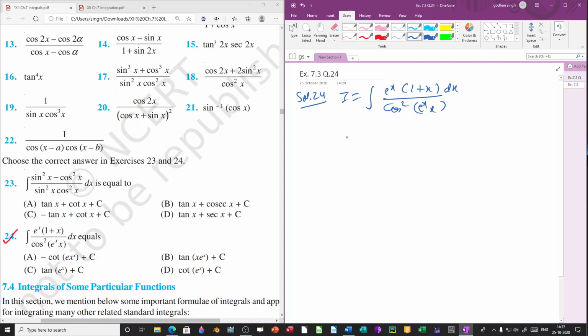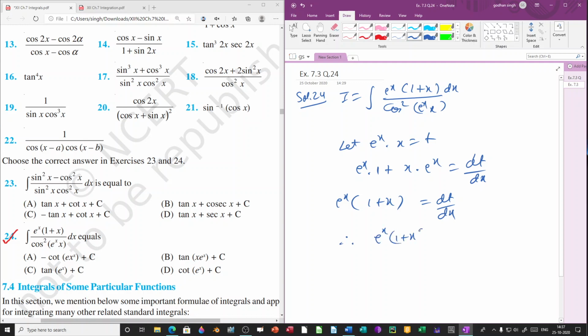So let us see, let e raised to x into x equal to t. Differentiating both sides with respect to x, we will be getting here, using the f into g rule, e raised to x into 1 plus x into the difference of e raised to x, e raised to x, equal to dt by dx. From both we can take out e raised to x common, we will be getting e raised to x into 1 plus x equal to dt by dx. Therefore, we will be getting e raised to x into 1 plus x dx equal to dt. So let this be 1, this is 2 and this is 3.